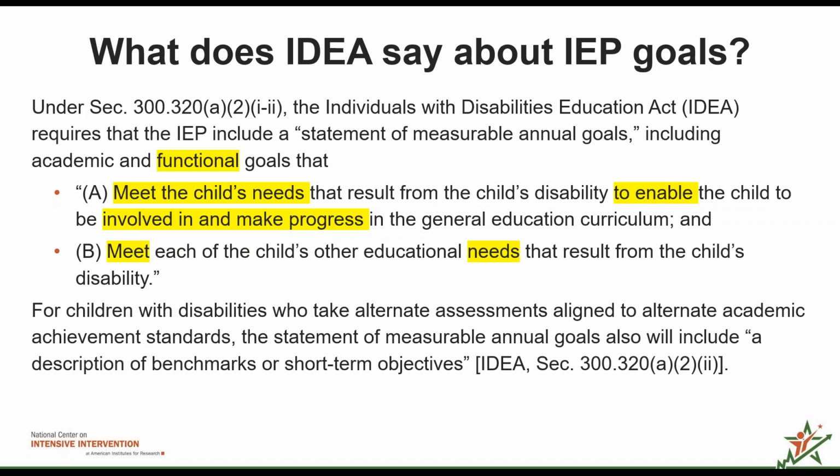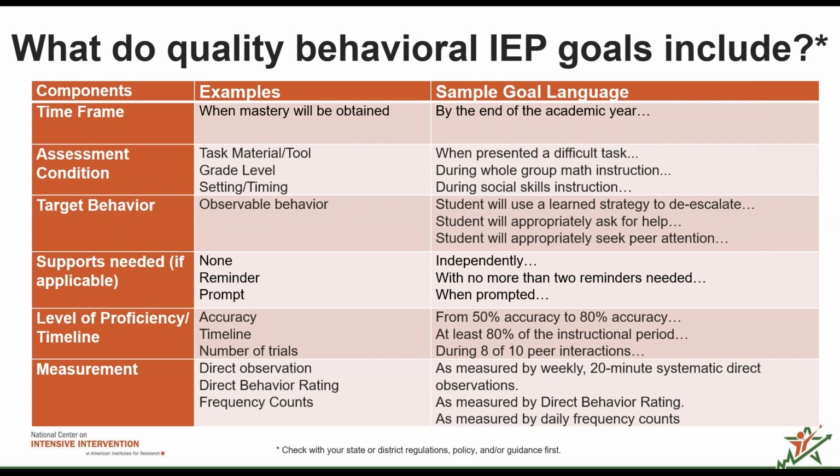And we really do want to then clarify on the next slide what we're going to put into these quality behavioral IEP goals that's going to help us to get to the standards that are there through the IDEA. What I will say about this, and you'll see that there's a little asterisk up there, is that we need to check with our state or district regulations, policy, and guidance around this first. Some states are actually a little bit more specific or less specific than others, and they may have additional policy or guidance that you need to follow.